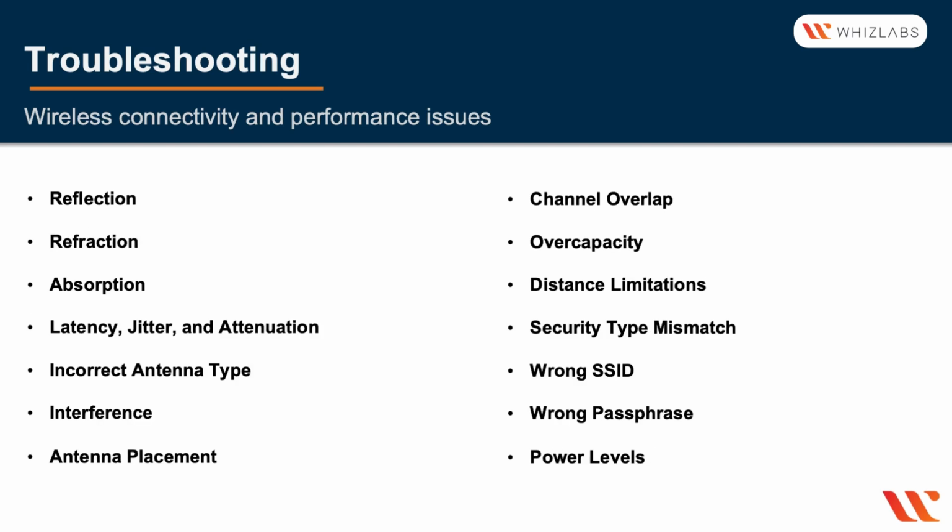Now with wireless, you have reflection, which is caused by light that's bouncing off the objects. Refraction is when there is some sort of a glass and the light goes through it. Absorption is when the light passing through an object is getting absorbed, so the signal gets weak, and in this case you may want to use a multi-path. The latency, jitter, and attenuation are the same as for the wired connections.